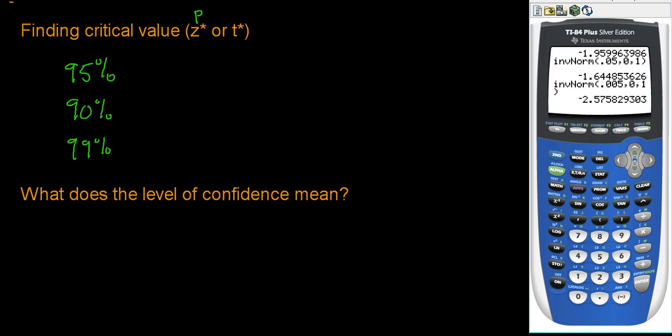Now these are the three most common levels of confidence. If you were asked about a weirder level like 96 or 98%, then you just have to process it through the way I just explained. All right, how do you get a T star?